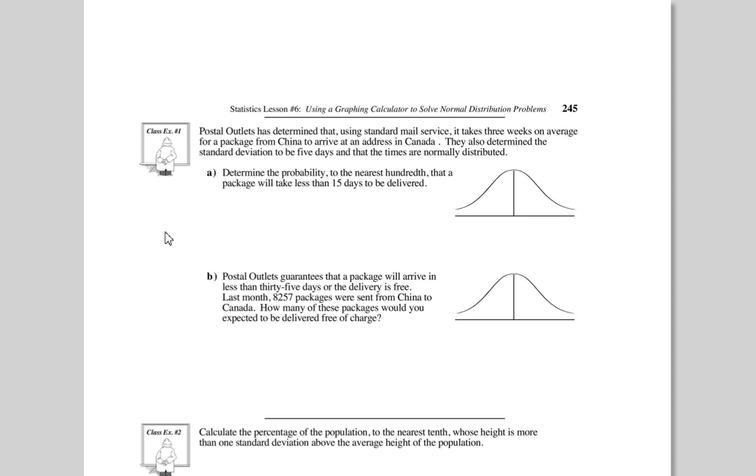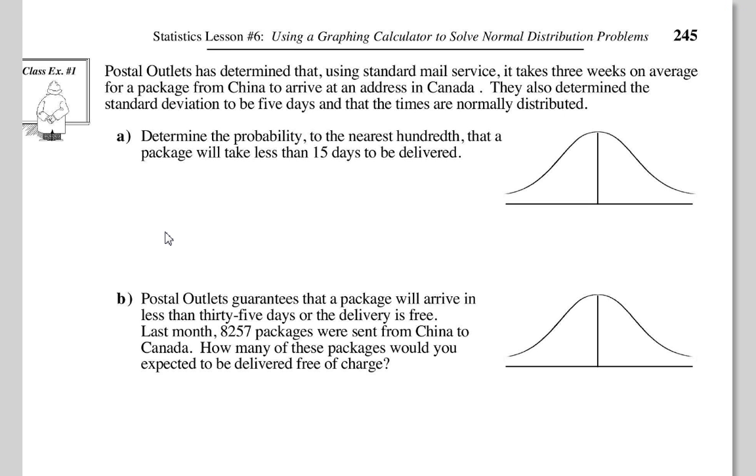Okay, so I think we have enough in our toolkit to actually solve a problem on our own. Okay, so this is a post office. They send mail. Let's highlight the average. Right here it says average, top right. Highlight the average. What's the average? 3 weeks. Reading through it, they also determined that the standard deviation is 5 days.